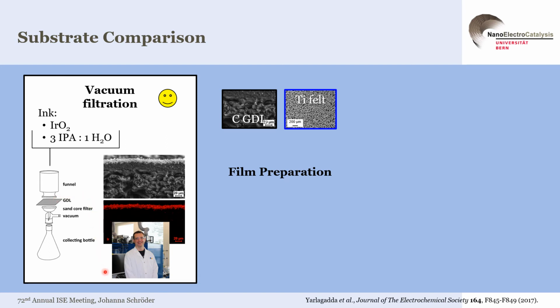A colleague of mine, Etienne Berner, was looking at SEM cross sections and performing EDS mapping. We could see that the iridium oxide is really deposited only on top of the porous carbon layer, and therefore we can say that with the vacuum filtration we found a straightforward way to prepare homogeneous catalyst films on top of a carbon-based gas diffusion layer.